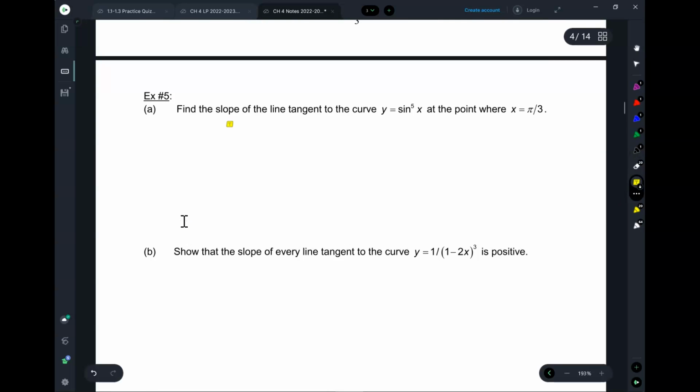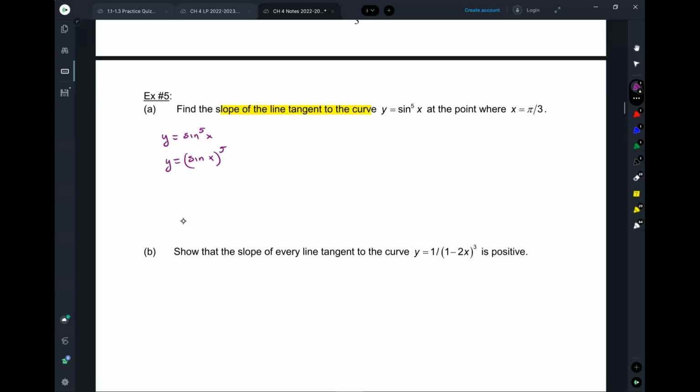Oh my, it's our favorite phrase. Find the slope of the line tangent to the curve, blah, blah, blah. So what do we need? A point and a slope. So first, let's find slope. Slope is the derivative. So what I have here is y equals sine to the 5 of x. Remember, that's the same as sine x to the 5, right?